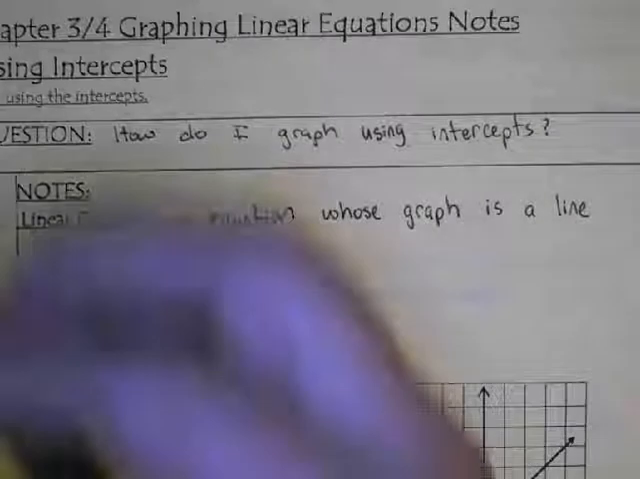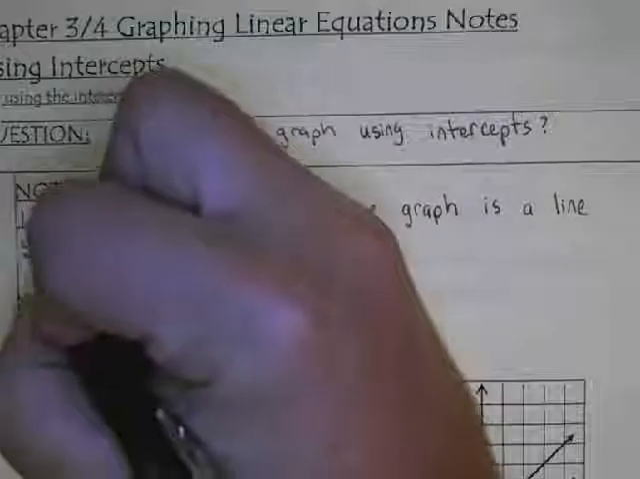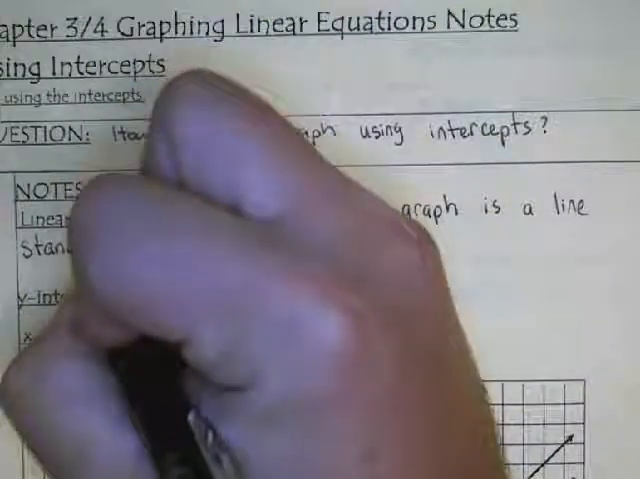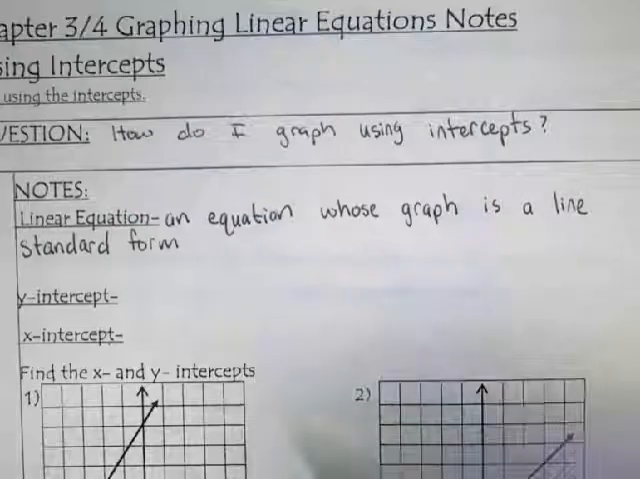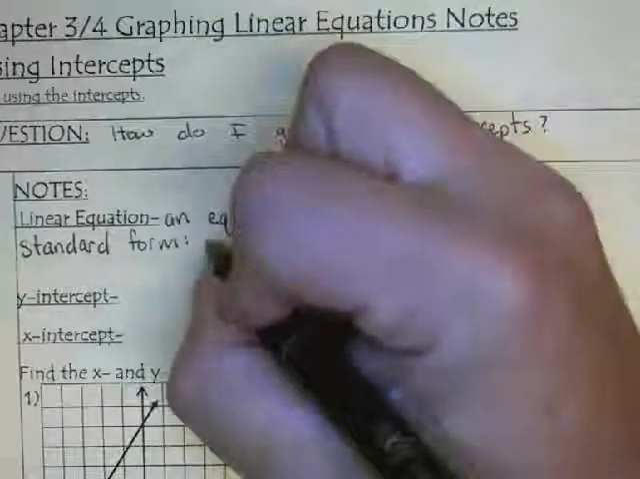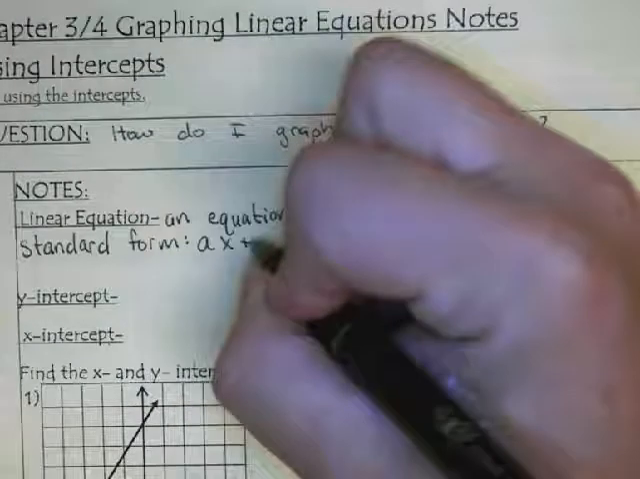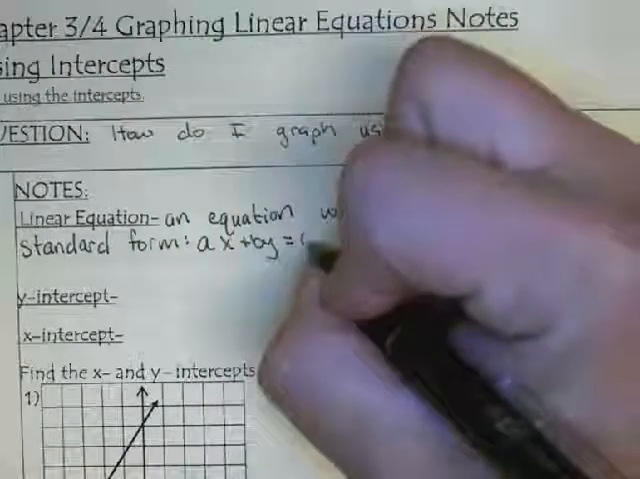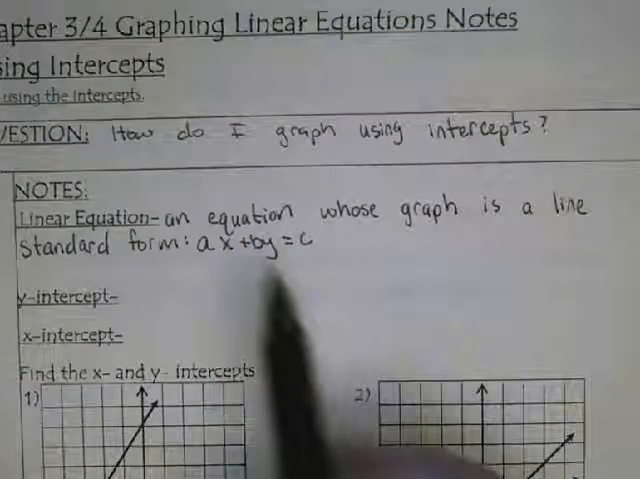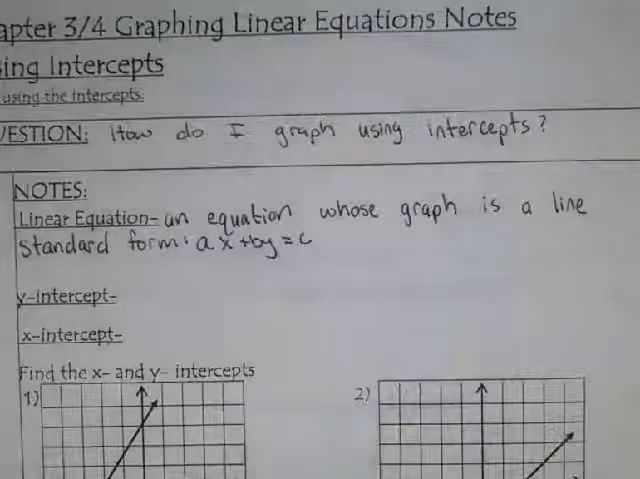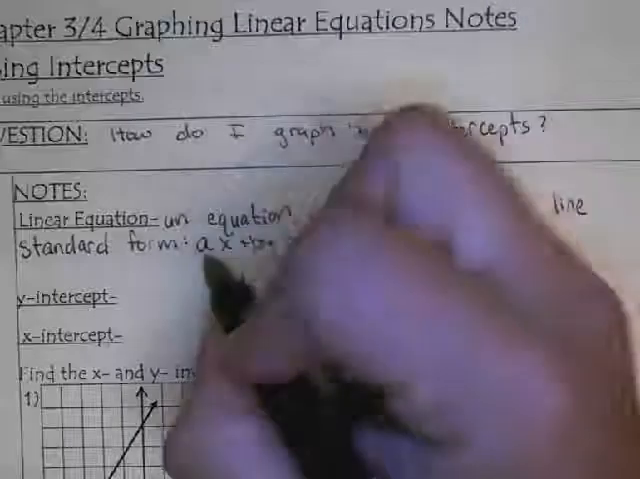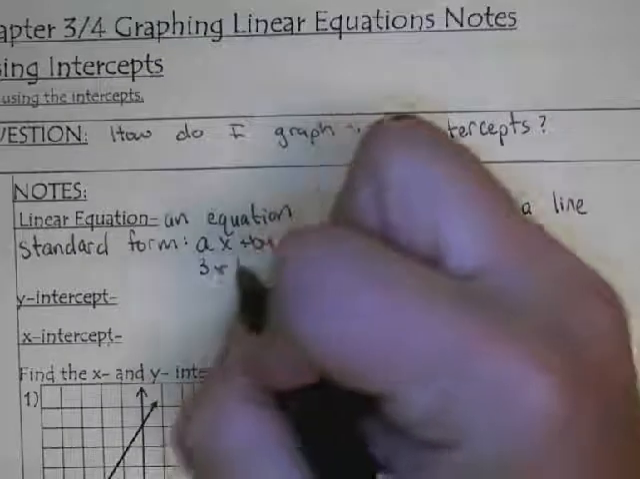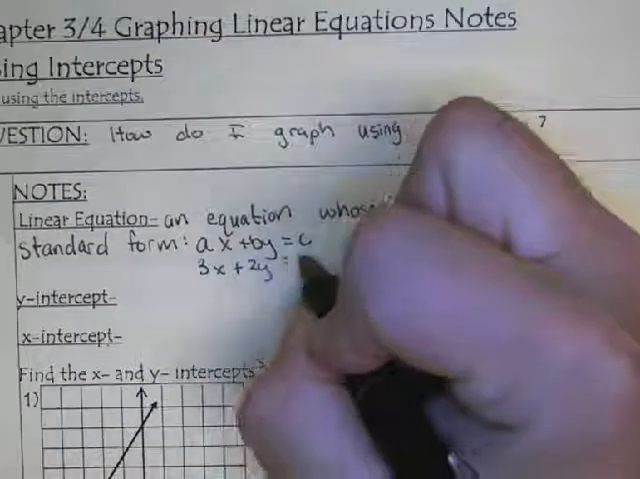There's the standard form of a linear equation, and that will look like this: ax plus by equals c, where a, b, and c are constants, and we'll have the letters x and y still as the variables. So something like 3x plus 2y equals 5.